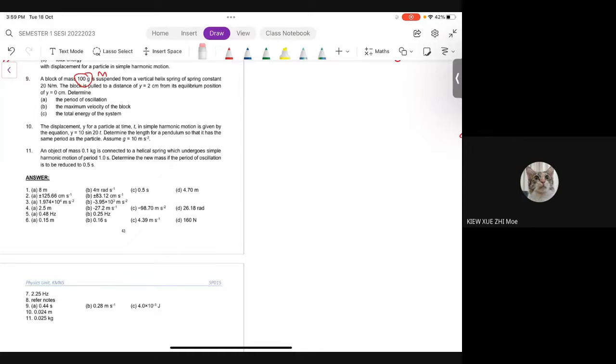Ni guna mark dengan LG tu. Okay, so ini apa ni? Pendulum. Kalau pendulum kita guna LG. Okay, lepas tu apa benda ni? Dia kata bahawa dia sama period dengan particle.